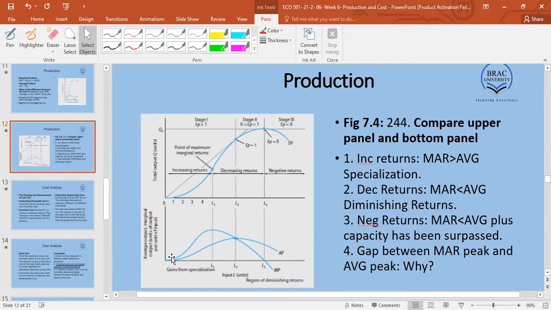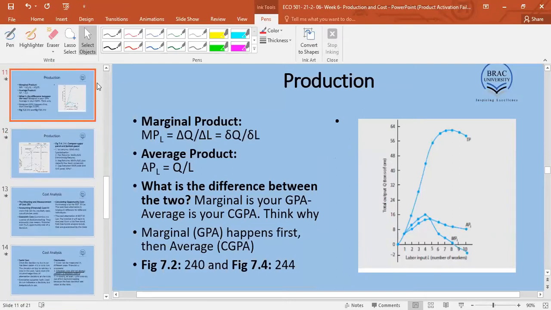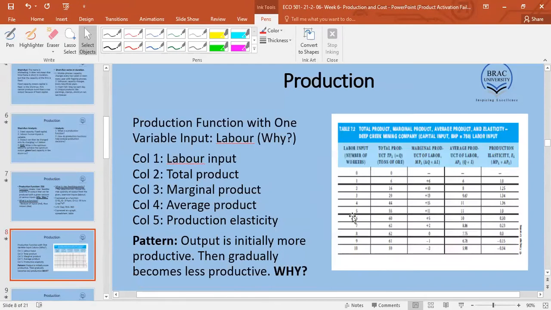Now let's look at down here. It's rising and then the gradient is falling. What is negative returns? Negative returns happens when, with additional labor, total output is decreasing. Correct. Where was it? Oh, here. See, from 8 units onwards, the more we add labor, the more the total output decreases. Okay, why does this happen?